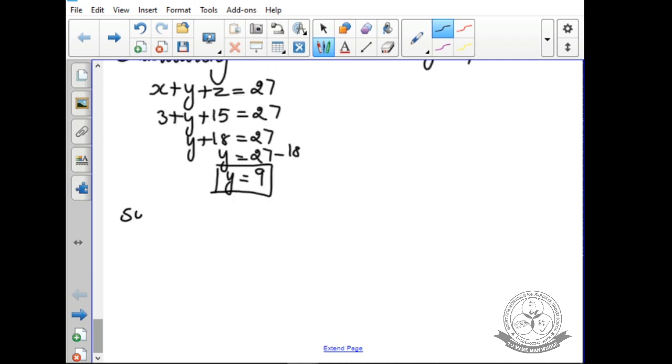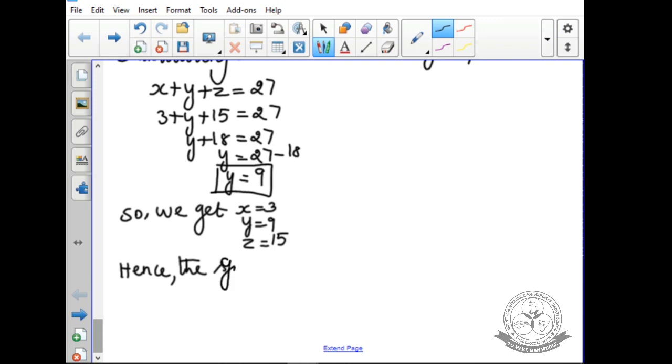Okay, so we get x equal to 3, y equal to 9, z equal to 15. So for the variables x, y, z we are getting the answer. Hence, we are able to get the values for x, y, z. The given system of equations has a unique solution.